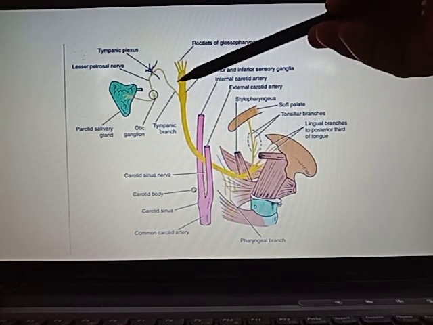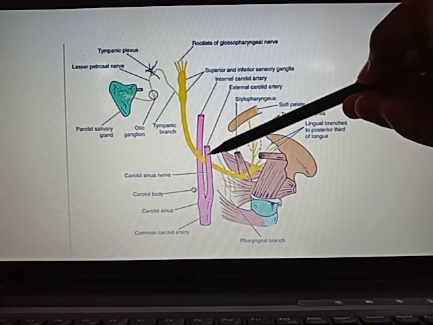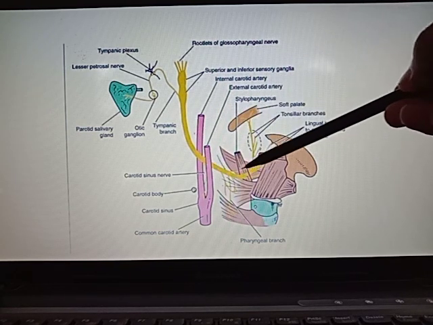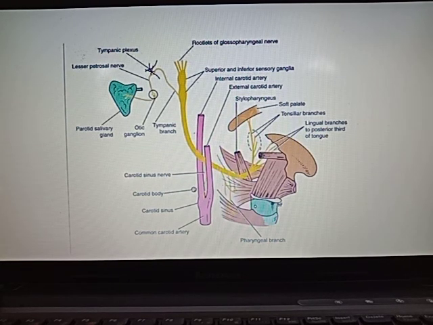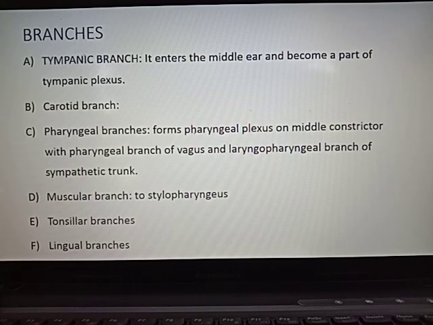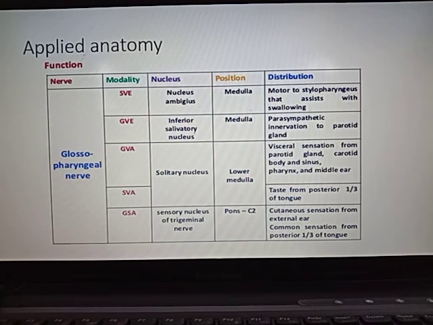These are the relations of this glossopharyngeal nerve. It lies in between the external and the internal carotid and goes towards the tongue and enters the pharynx in between the superior and the middle constrictor. Okay. Then come to the applied anatomy.